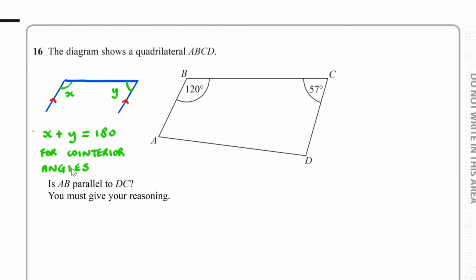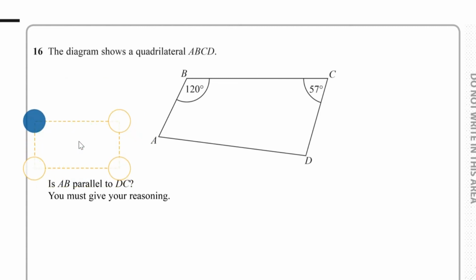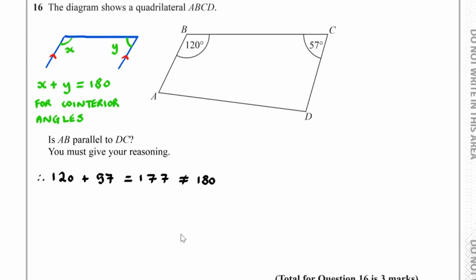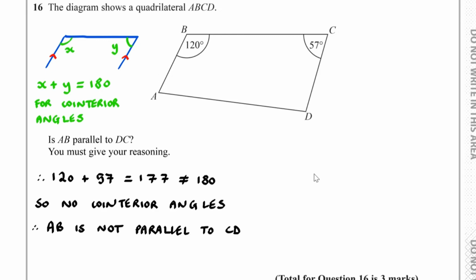So with that being said, if I add the 120 to the 57, I get 177, which does not equal 180. And because of that, we don't have co-interior angles, which means AB is not parallel to CD.